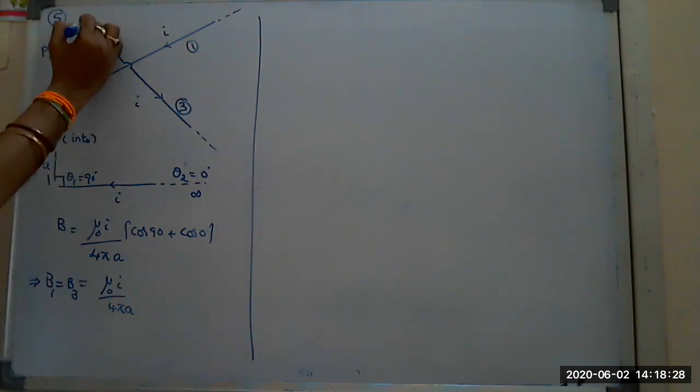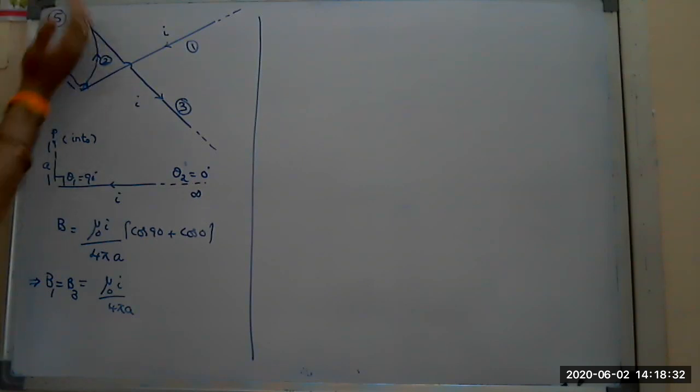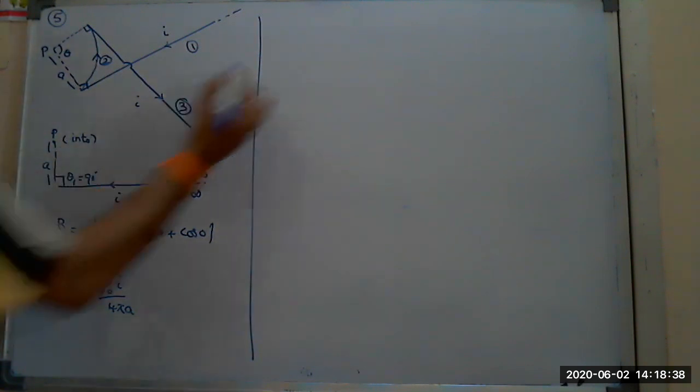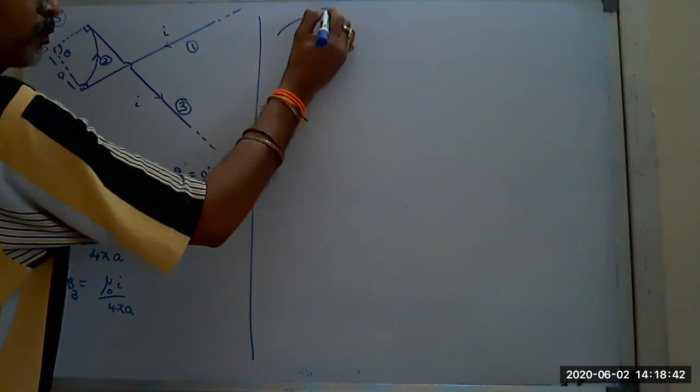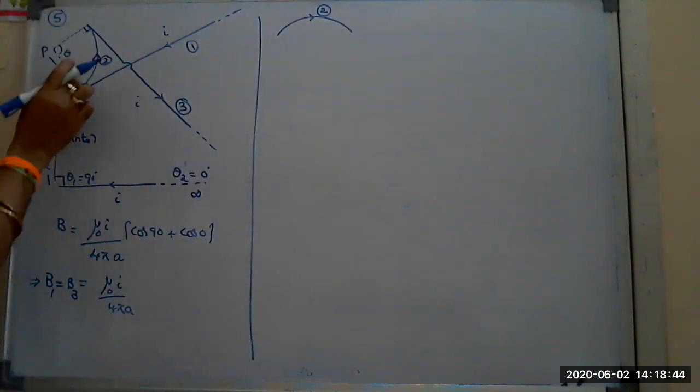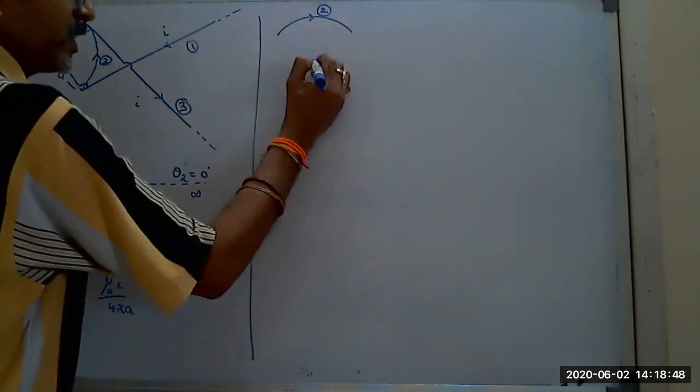So we have to take only the second part now. The second part is carrying the current in the anti-clockwise direction, so it gives the magnetic field out. So B2 is out, and that is not a full circle. This is the second part. And look here, the radius of the second part is exactly A, and it is the center.